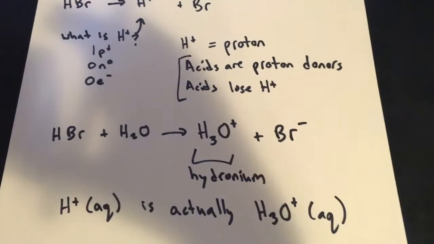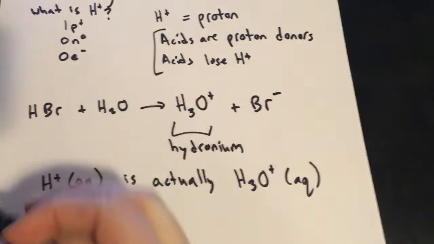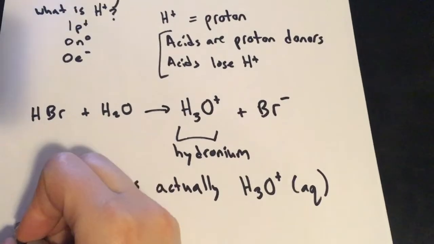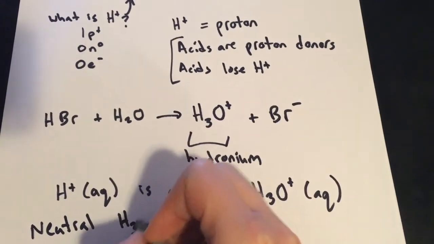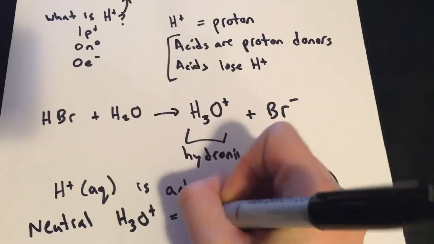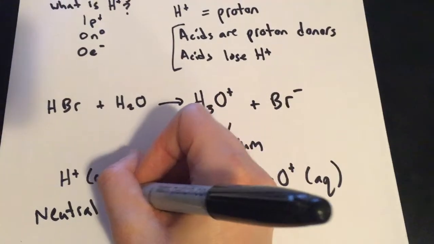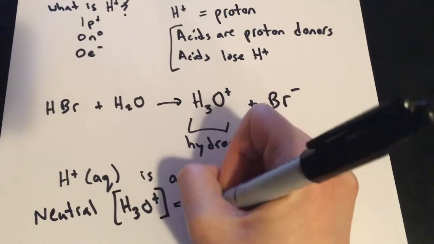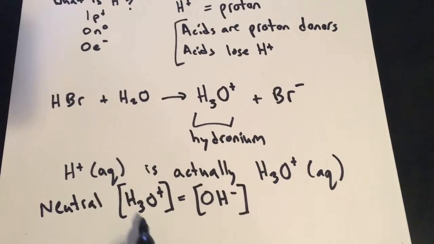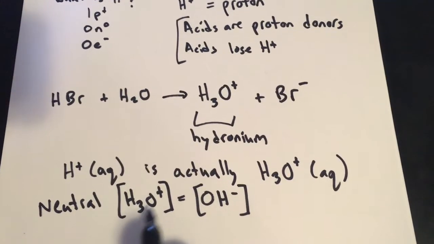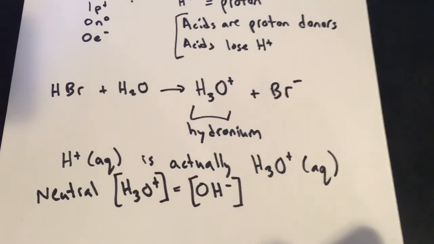Cool. In the PhET simulation, you saw that in a neutral solution, the amount of H3O+ equals the amount of OH-. And you also will sometimes see square brackets. Square brackets are used to represent concentration. So if I don't put the square brackets, I'm saying the number of H3O+ equals the number of OH-. If I put the square brackets, I'm saying the concentrations are equal.